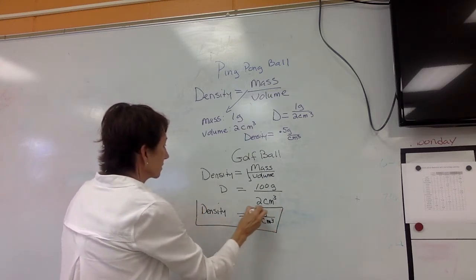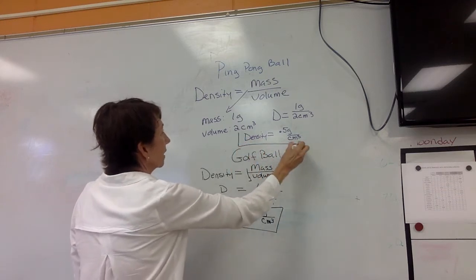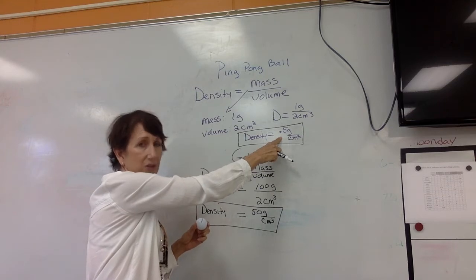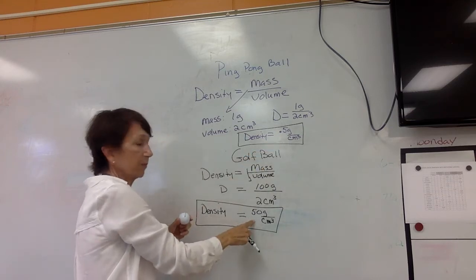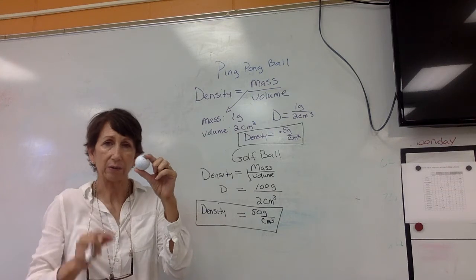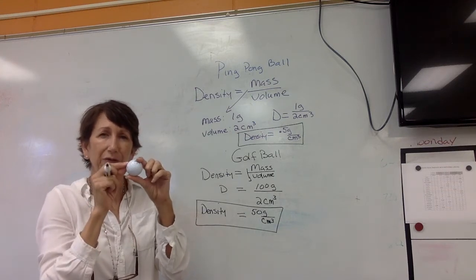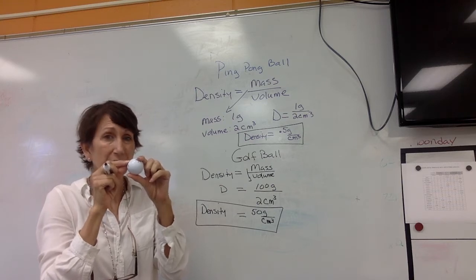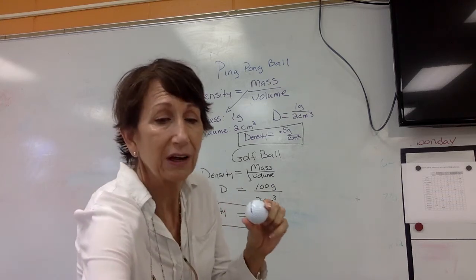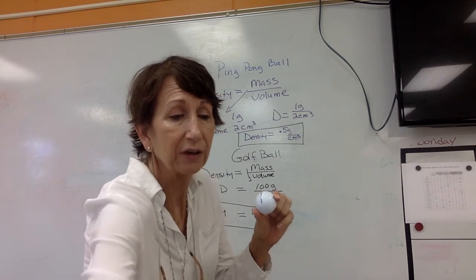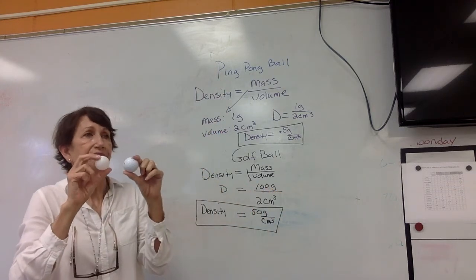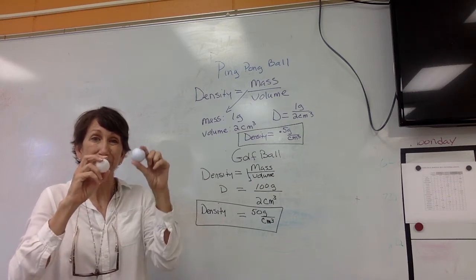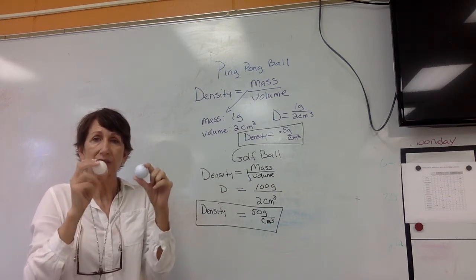Now, what this tells us is if you actually look at the math, it tells you that the density of the ping pong ball is much less than the density of the golf ball. So there's 50 grams of matter for every cubic centimeter that is in this golf ball, as opposed to only 0.5 for the same amount of space. And this is 50 and 0.5. So it's quite a bit different.